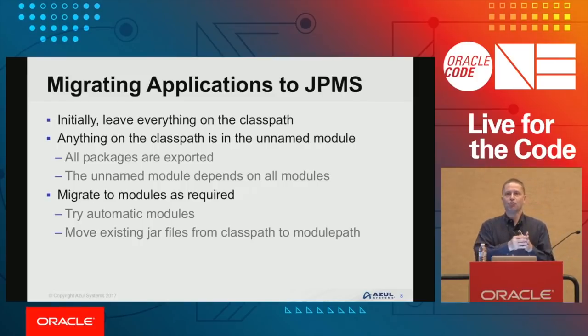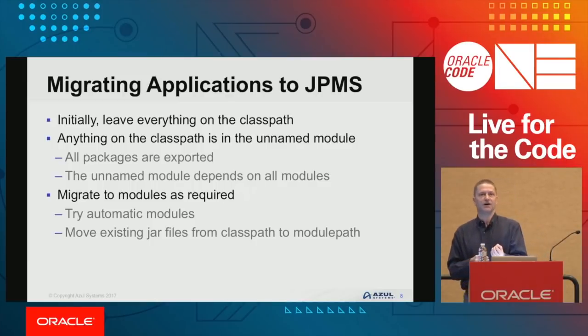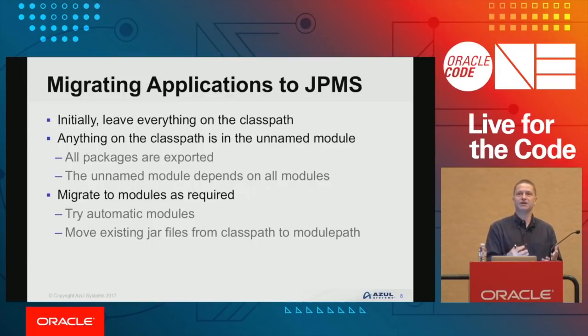What you can then do is gradually migrate to the idea of using modules. So you can take your jar file and, again, make no changes to it at all, but rather than putting it on the class path, you put it on the module path. So it becomes what's called an automatic module. An automatic module is one that doesn't contain the module-info.class file, so it doesn't have the module information, but it can be treated as a module.